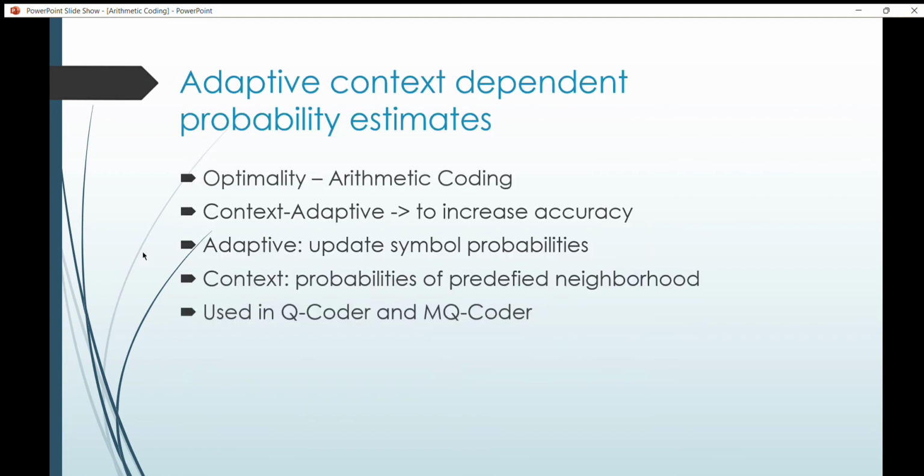In extension to arithmetic coding, we have adaptive context-dependent probability estimates. Arithmetic codes are near optimal due to accurate input signal probabilities, whereas in Huffman coding and Golomb coding, the results are non-optimal due to inaccurate probabilities. And in order to increase the accuracy of probabilities, we use adaptive context-dependent probability models. Adaptive probability models update symbol probabilities, whereas context-dependent models provide probabilities based on a predefined neighborhood of pixels. These adaptive and context-dependent probability models are used in most of the image compression standards like QCoder and MQCoder. Adaptive context models are also used in Golomb coding.